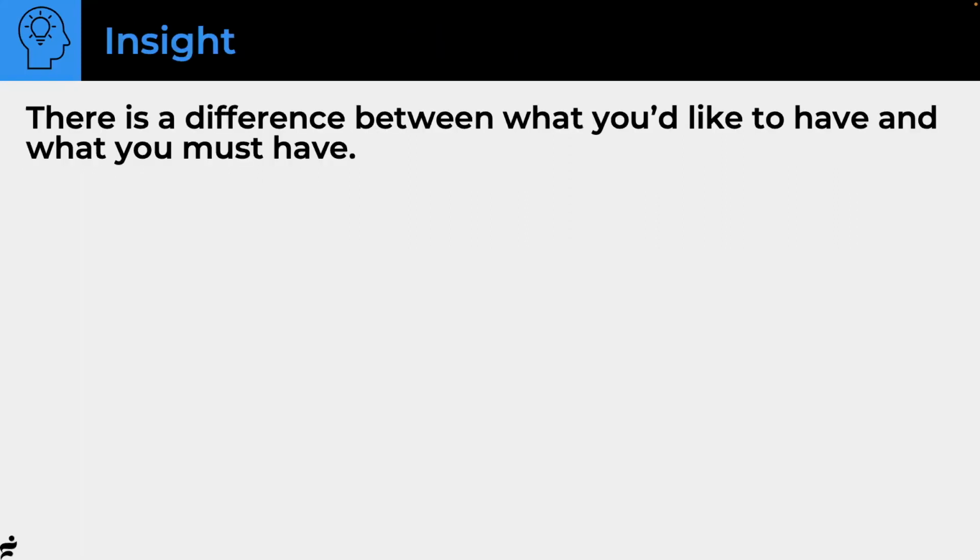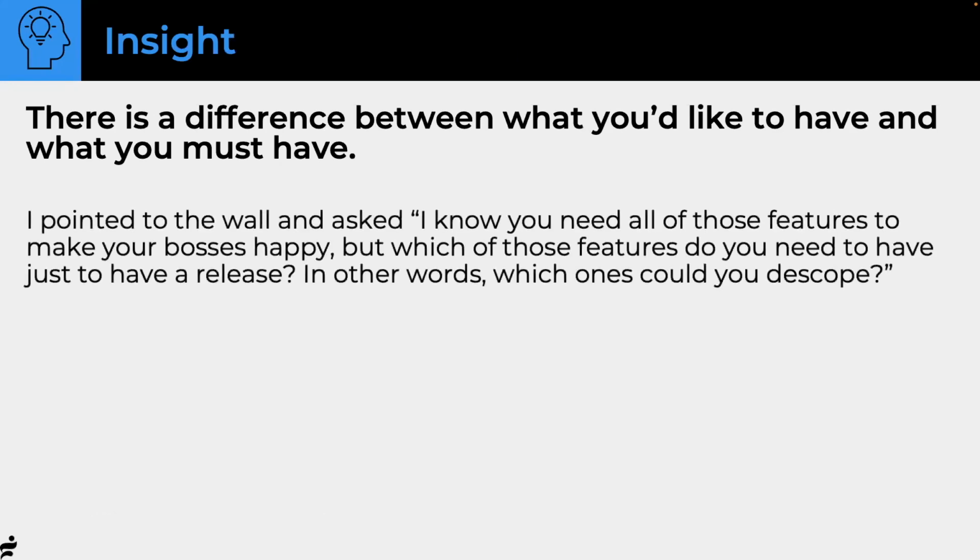Now they're taking stuff out. So I recognize that there's a difference between what you'd like to have and what you must have. And I talked to them. I pointed to the wall and I said, look, I know you need all those features to make your bosses happy. I mean, this is literally what I told them. But which of these features do you need just to have a release?